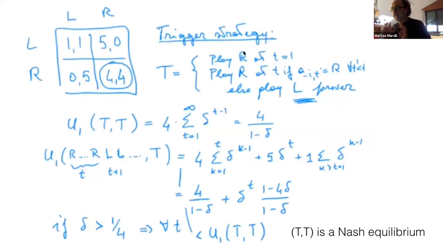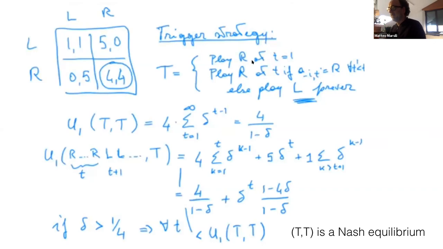Now let us consider again this prisoner's dilemma. But now we are going to play it an infinite number of times. And essentially, as I told you, the payoff is going to be the sum of all the payoffs, and the strategy is going to be a plan of actions. Now, consider this trigger strategy here. This trigger strategy is like a contract. You should think about it as a contract.